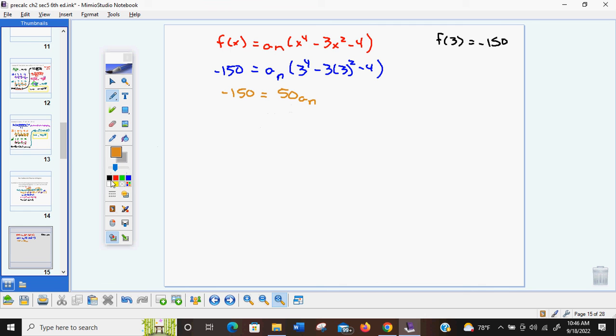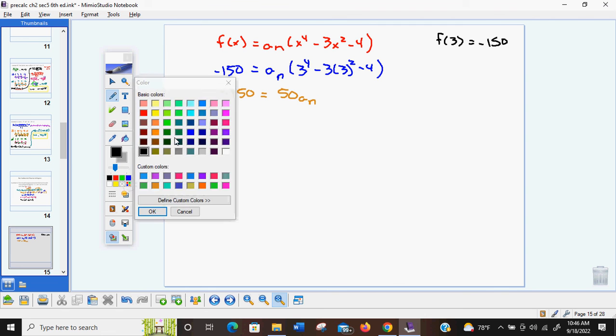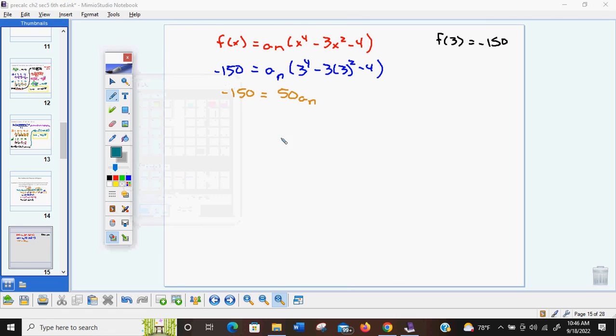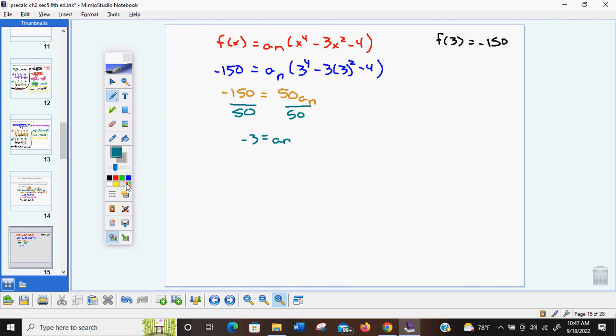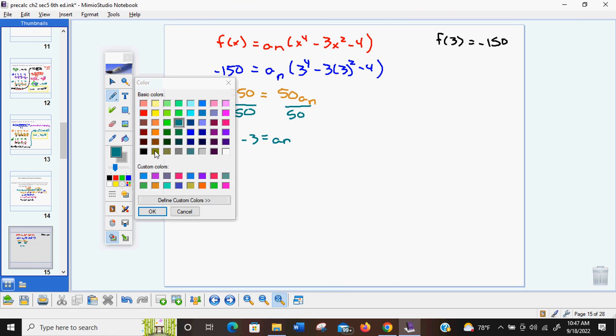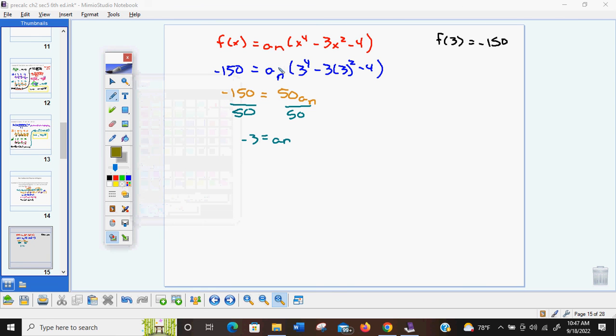Now, to get a sub n alone, because our goal is to figure out what that is, we're going to divide by 50 on both sides. And you get negative 3 equals a sub n. Now what I can do is go back to this original equation that I have on the other side and plug in my negative 3. And this is going to allow me to solve the whole thing.